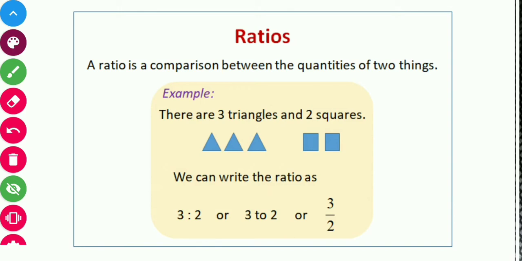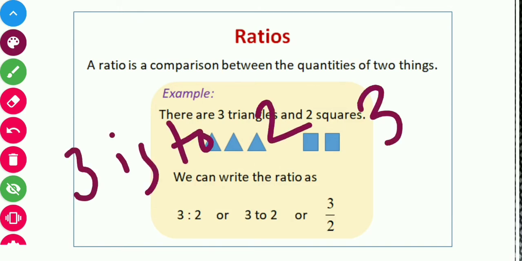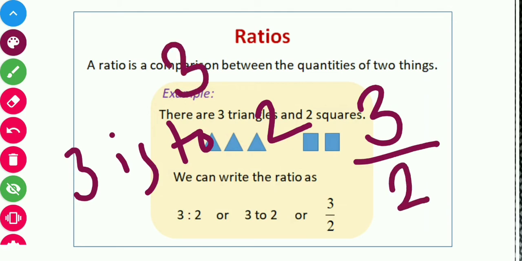So here the 3 triangles and the 2 squares. Triangle to square, that is 3 is to 2. We are going to read it as 3 is to 2, or you can write it as 3 by 2 and just simply 3 colon 2, that is 3 is to 2. You need to read like this. And if you change the order, if you write square to triangle, it becomes 2 is to 3, which will be again a different ratio.